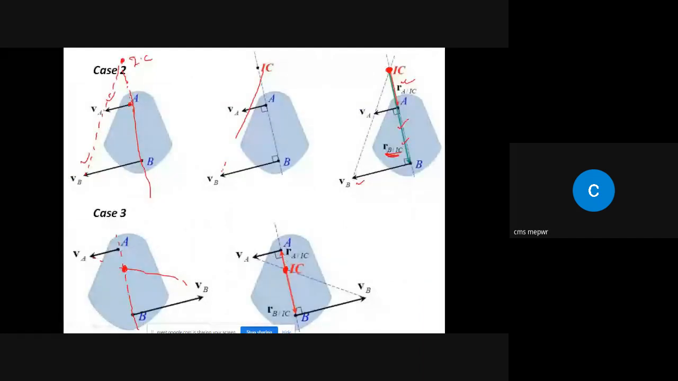That is, the position vector is proportional to the velocity vector. Similarly over here, the position vector is proportional to the velocity vector. So RA by IC is showing the position of point A with respect to the instantaneous center, and similarly RB by IC is showing the position of point B with respect to the instantaneous center.